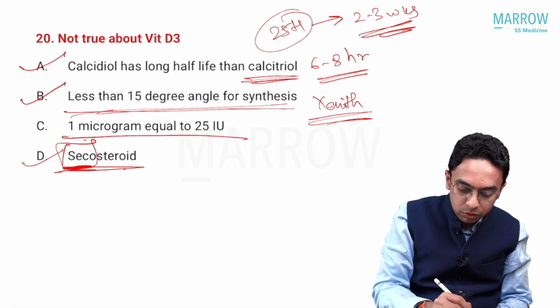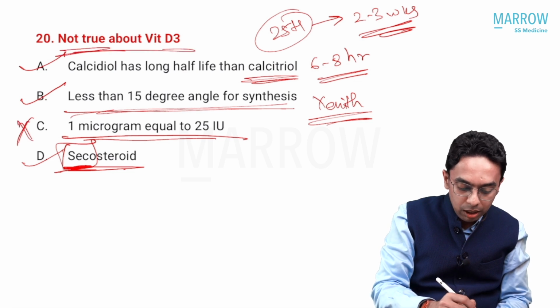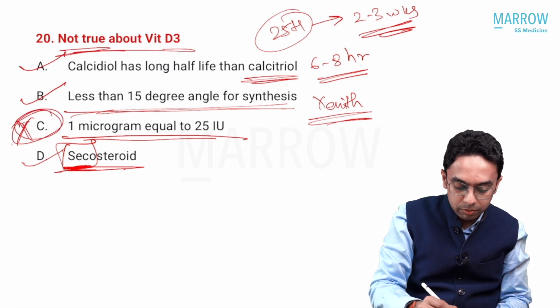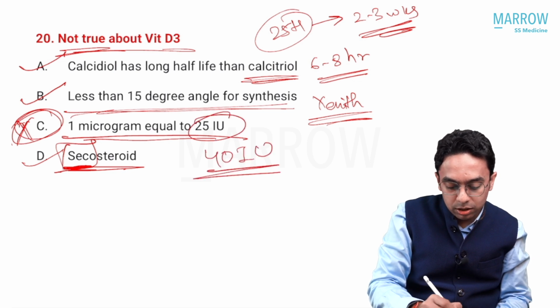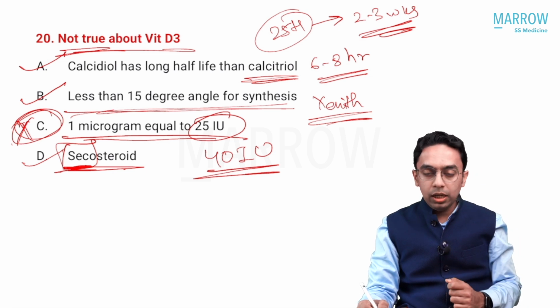1 microgram equals 25 units is wrong. So not true about vitamin D. Our answer is answer number 3, C. It is equal to 40 international units. 1 microgram of vitamin D is equal to 40 IU.